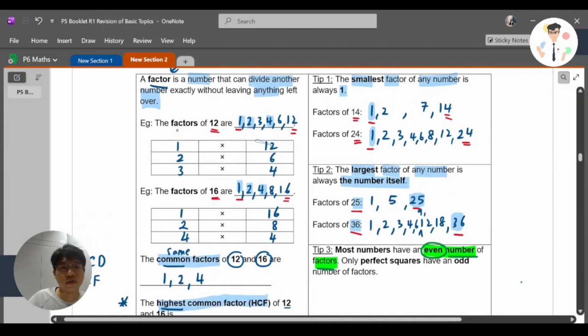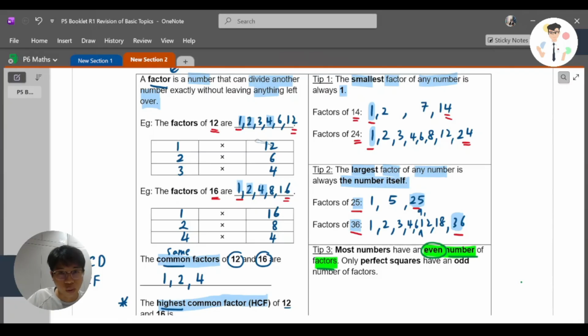For example, the factors of 12 are what? 1, 2, 3, 4, 6, 12, right? But how many do I have? I have 1, 2, 3, 4, 5, 6. I have 6 factors. And this 6, I know is an even number, right? Even means 2, 4, 6, 8, 12, all these things. So you can see it's 6, it's even. Why is it even? Because you need to multiply with a different number to get this number, right? That's why it's an even number.